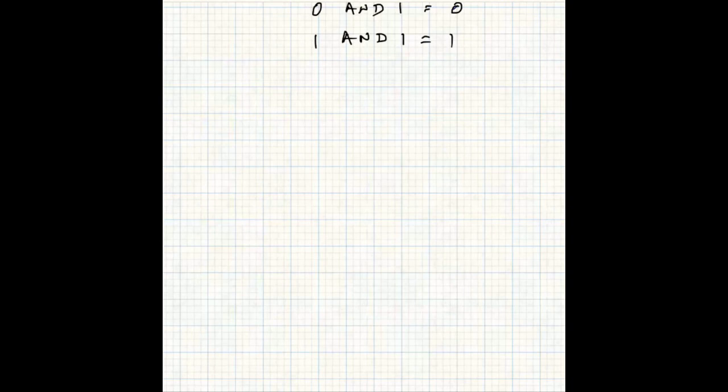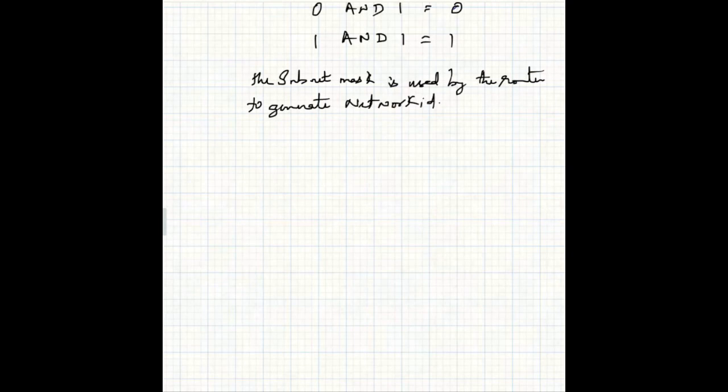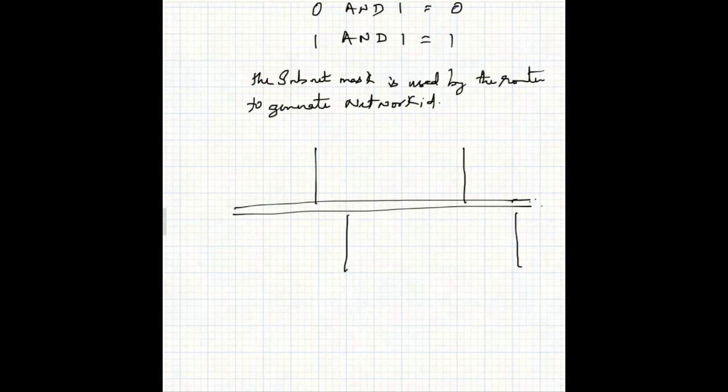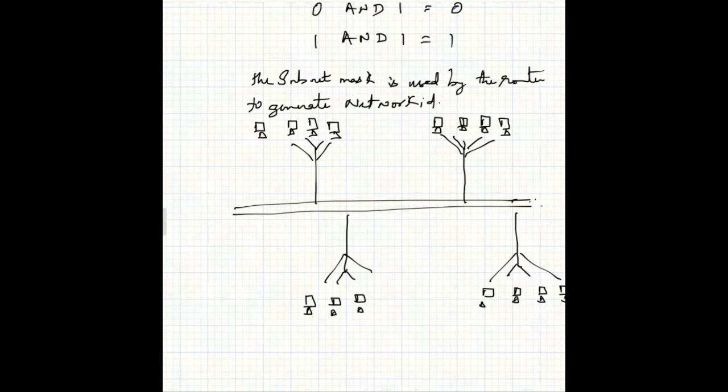So the subnet mask is used by the router to generate the network ID. I will show you with a diagram. This is the main cable line, the main trunk through which the network traffic passes, and here are some branches. Here some systems are connected. Each one is a different subnet. Some systems are connected, and each subnet has its own router.